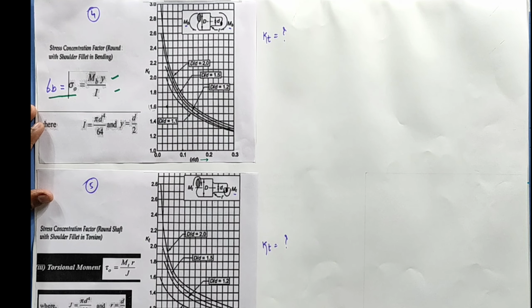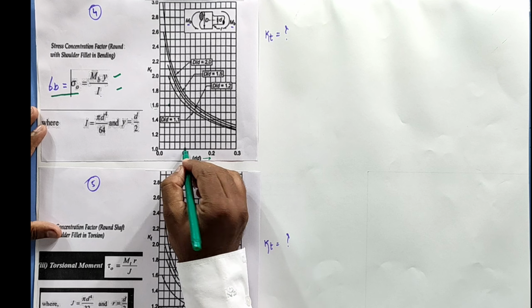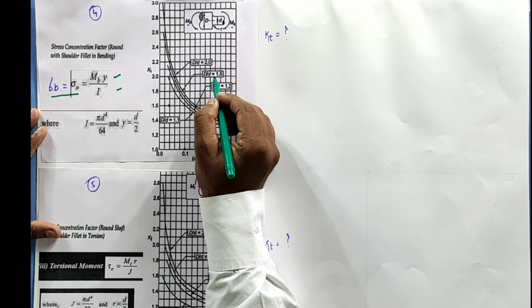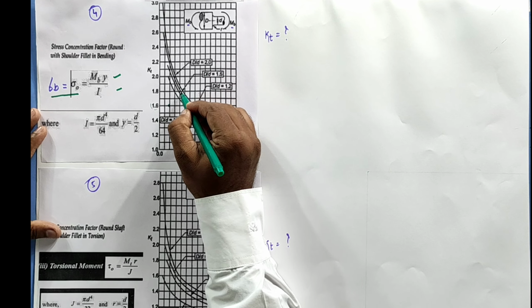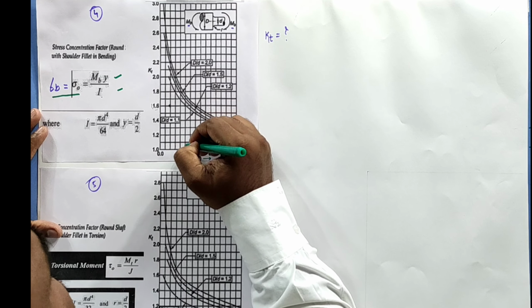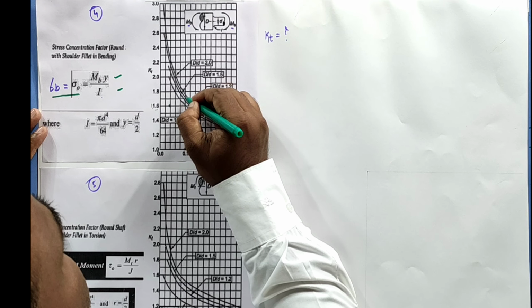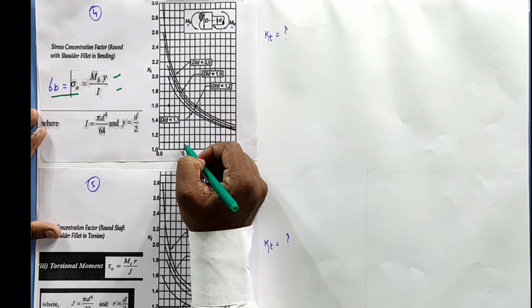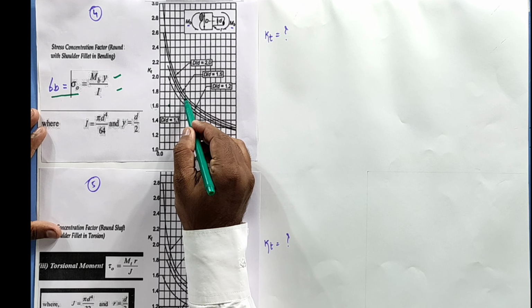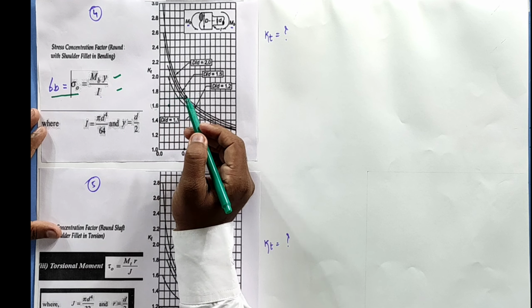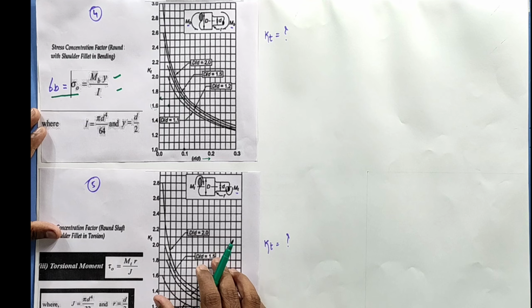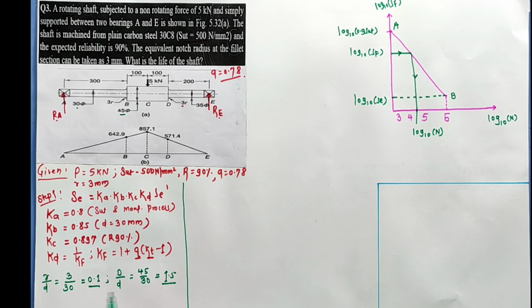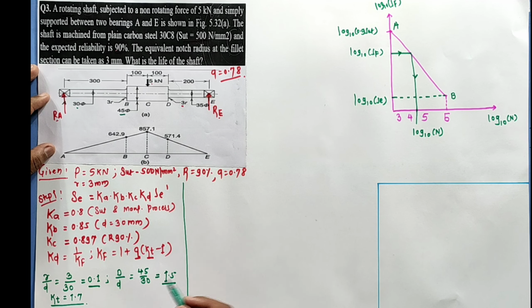So 0.1 on the x-axis I will have to check. See here, 0.1 here, and D by d 1.5. This graph, the middle one. If I move from this graph, I'll get 1.7. KT is, see, 0.1, move up to this point, and from here to here, 1.7. So I'll directly write KT is equal to, from the graph, 1.7. The selection of graph and all the things I have taught already. So this will be the KT.